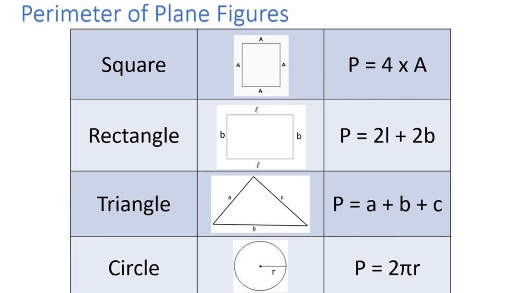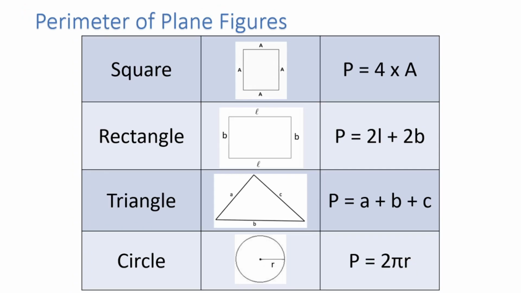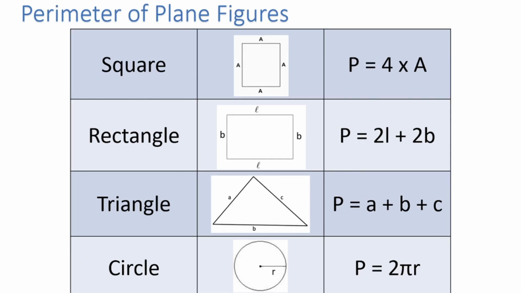A rectangle has a length and a breadth. Two sides are equal. So to get the perimeter of a rectangle, you can add the 2 lengths plus the 2 breadths. So the perimeter of a rectangle is given by 2 times the length plus 2 times the breadth. In a triangle, the perimeter is calculated by adding the lengths of the 3 sides of the triangle. So here in this case, the perimeter of a triangle is length A plus length B plus length C. When you consider a circle, the perimeter of a circle is calculated using the equation 2 pi r.